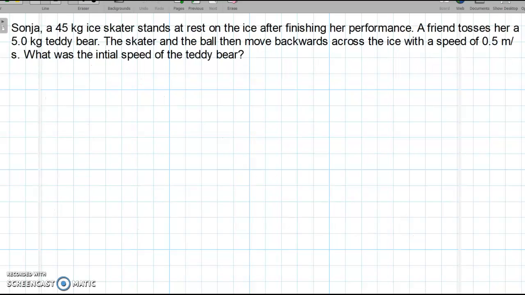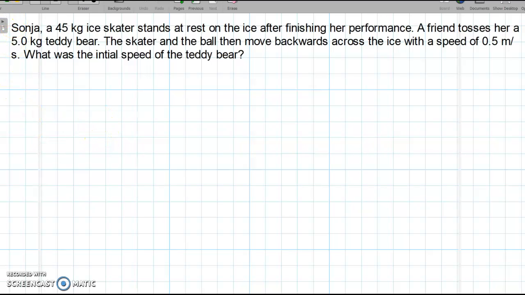Alright, so this is our last problem of the day. Sonia, a 45 kilogram ice skater, stands at rest on the ice after finishing her performance. A friend tosses her a 5 kilogram teddy bear. The skater and the bear then move backwards across the ice with a speed of 0.5 meters per second. What was the initial speed of the teddy bear? So this is one of these examples where we have to use our conservation of momentum and our ideas of collision in order to solve for the initial speed or velocity of an object.